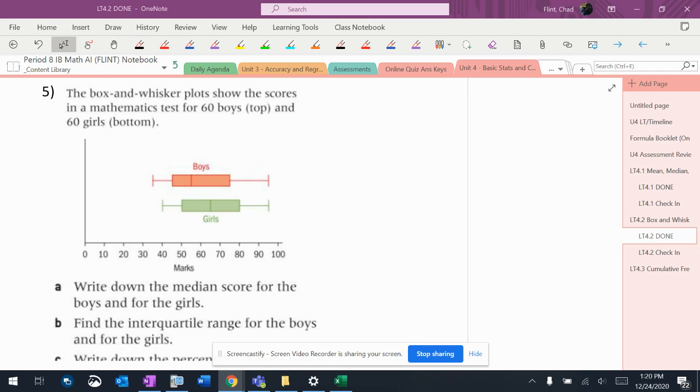So this here is much more realistic towards an IB level of what they want you to know. So there's two graphs on there. It wants you to be able to compare them. So it says write down the median score for the boys and the girls. So I'm going to kind of illustrate it here. The boys median and the girls median.